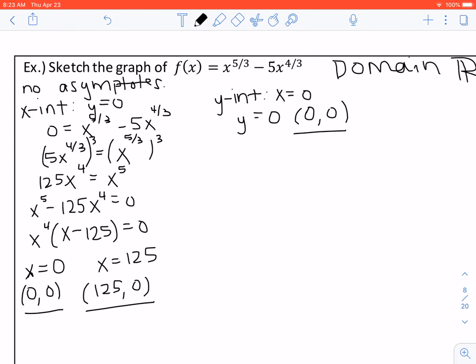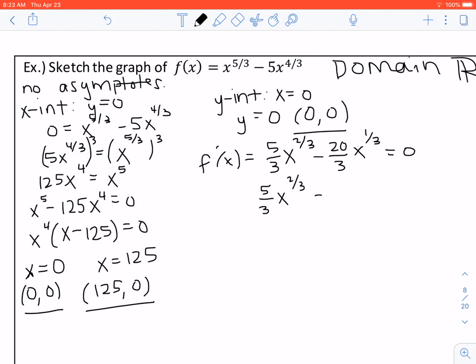Next thing on our list is to figure out our critical values. So we need to take a first derivative. And our first derivative is going to be 5/3 x to the 2/3 minus 20 over 3 times x to the 1/3. And we're going to set this equal to 0 to find our critical values. I'm going to do exactly what I did over there with the intercepts, and I'll move this as 5/3 x to the 2/3 equals 20 over 3 x to the 1/3.